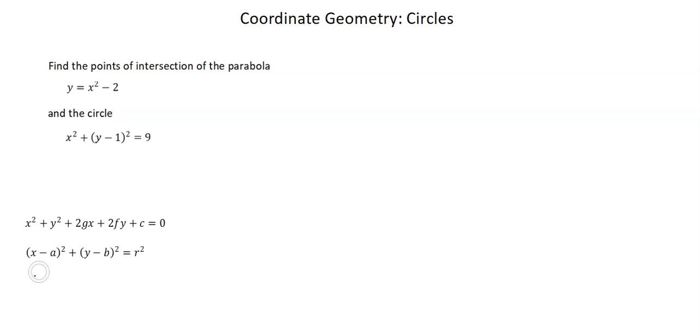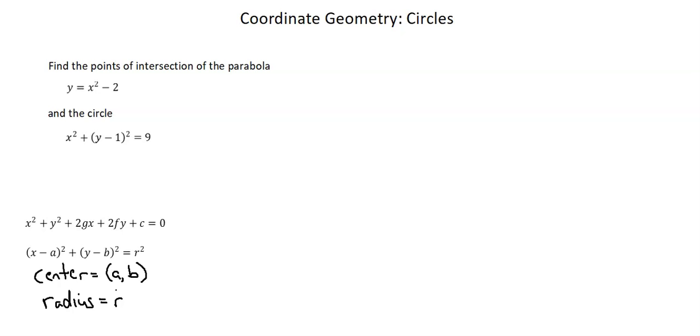In the completing the square form, we can identify the center of the circle as a comma b. Those are the x and y coordinates of the center. And the radius of the circle is r. So let's look at our example.